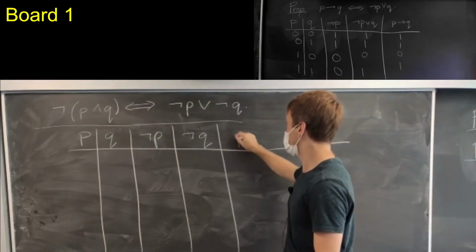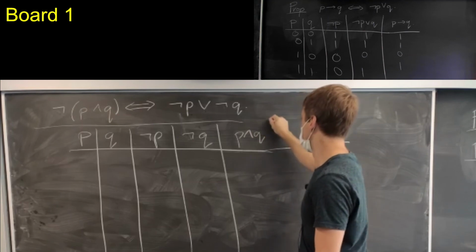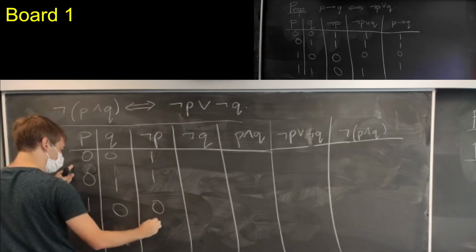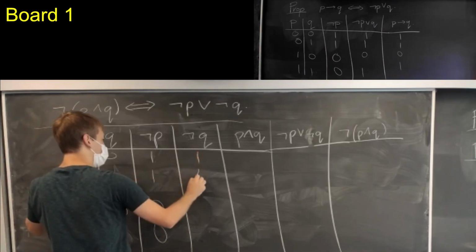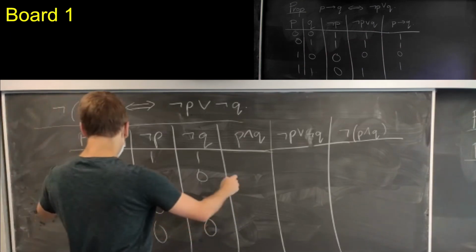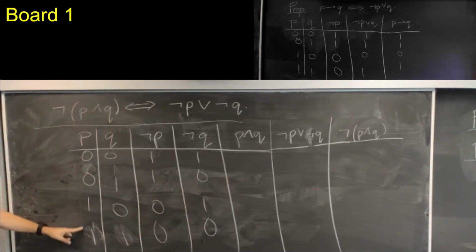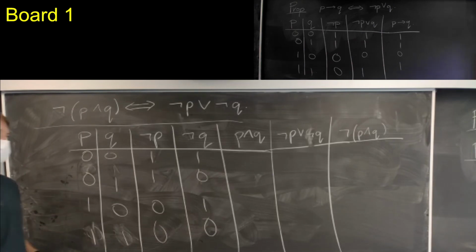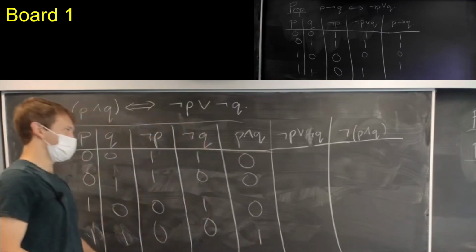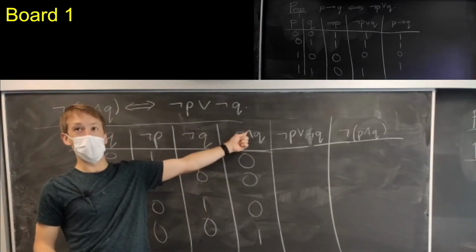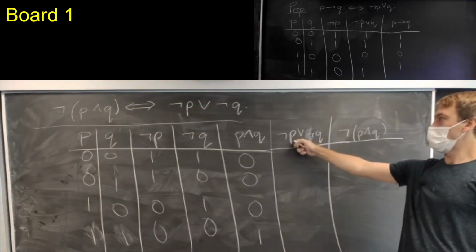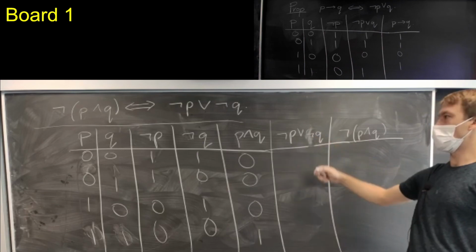Not P: 1, 1, 0, 0. Not Q: 1, 0, 1, 0. P and Q is going to be false everywhere except for the last row, when they're both true. A thing to remember, this is and, right? When it points upward, it's and. Not P or not Q.